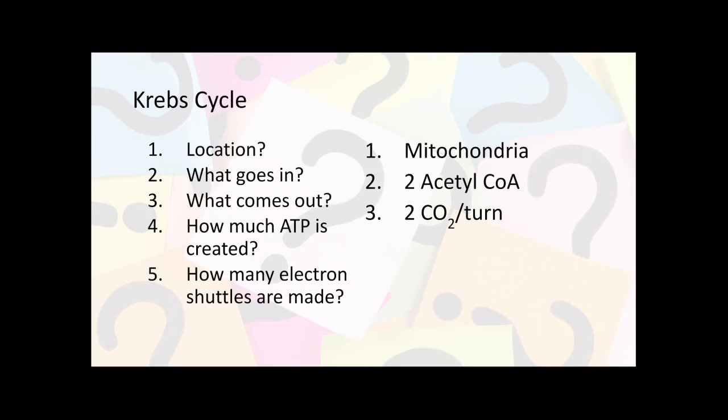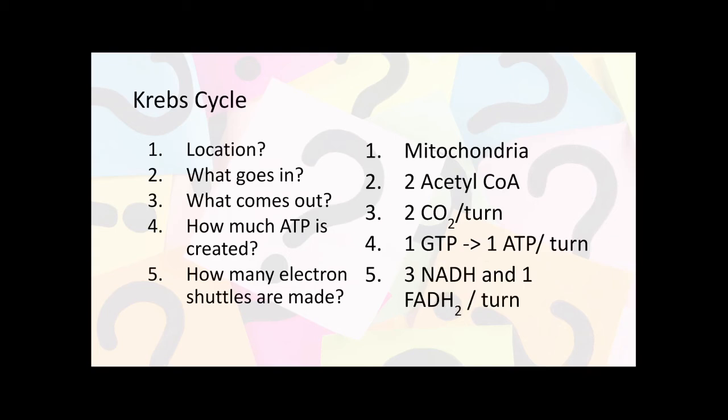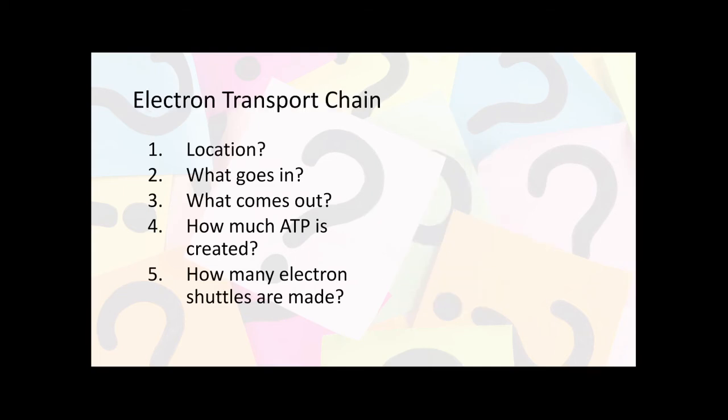Then you proceed on to the Krebs cycle, which is still in the mitochondria. You have 2 acetyl-CoAs that go into this reaction. You have 2 carbon dioxides that get made, 1 per turn. You have 1 GTP, which triggers the process of ADP and inorganic phosphate to make ATP. And you have 3 NADH and 1 FADH2 that get made per turn.